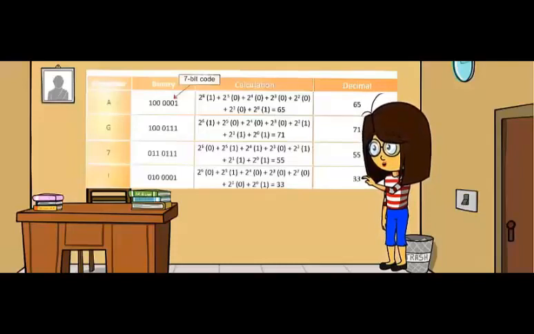The character A has the binary value of 1000001, which is converted into its decimal value by the calculation shown on the board. Similarly, in this way, the other components of the table are shown below.